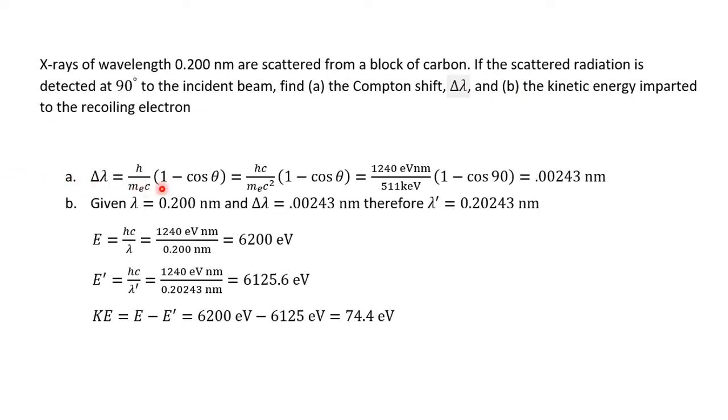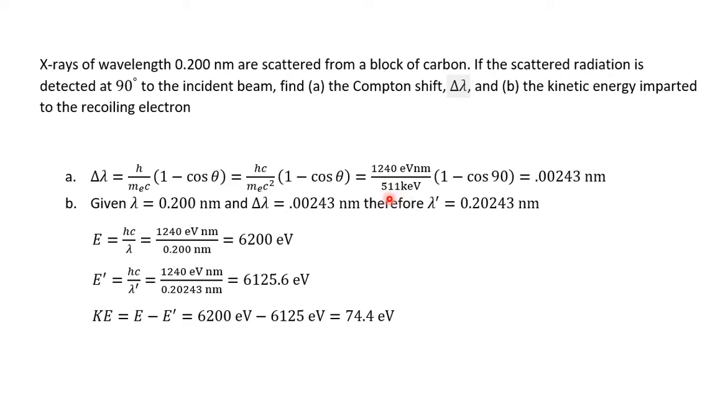So first we can use the Compton formula, delta lambda equals h over m_e times c, times 1 minus cosine theta. Now what I've chosen to do is multiply both top and bottom by c. Therefore I can utilize the constants that h times c is 1240 electron volt nanometers and m_e c squared is 511 kilo electron volts. And then I can plug in the cosine of 90 degrees, which is 0. Of course, when you calculate this, you get 0.00243 nanometers.